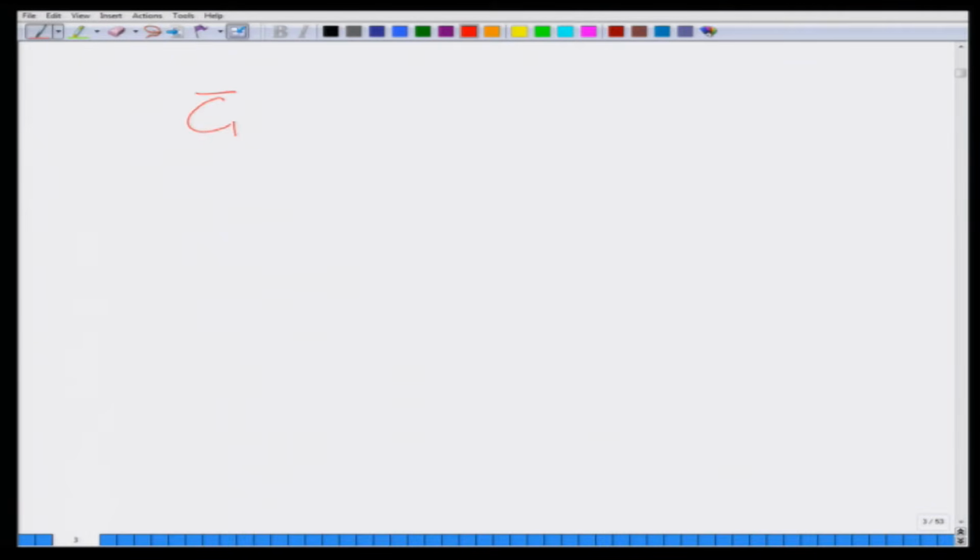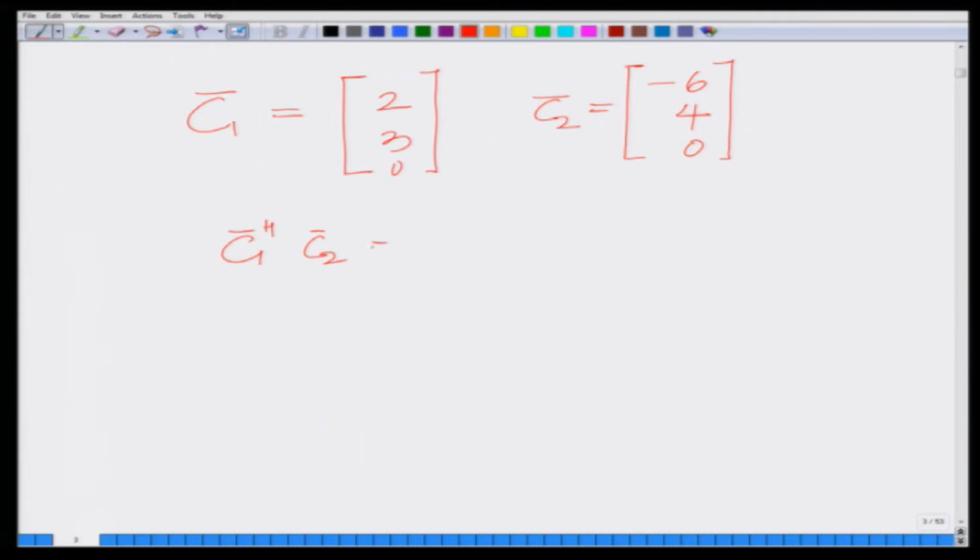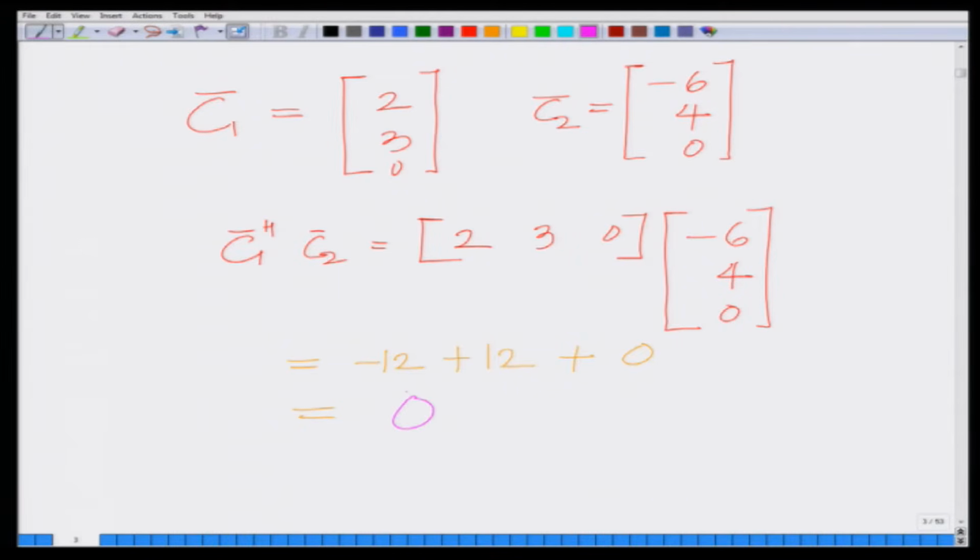I have C1 bar, that is the first column, equals 2 3 0, C2 bar, that is the second column, equals minus 6 4 0. So, if I look at C1 bar Hermitian C2 bar, that is equal to the row vector 2 3 0 times the column vector minus 6 4 0, and this is equal to 2 into minus 6 minus 12 plus 3 into 4 12 plus 0 into 0 0, which is equal to 0. So, C1 bar and C2 bar are orthogonal.